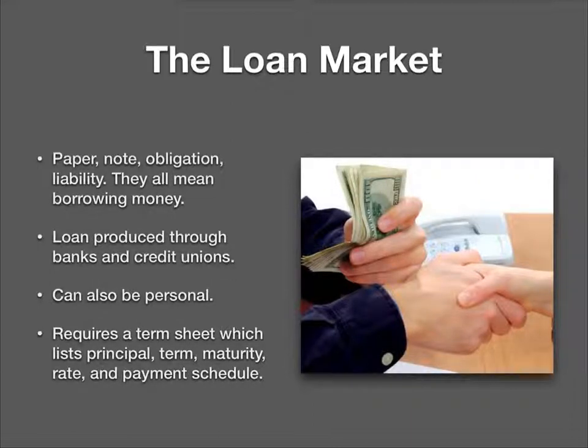I just teach it. So, loans are generally produced through banks and credit unions. They can also be personal. You can borrow money from a family member or a friend. You can have the terms of the loan written up on a term sheet. You can take that term sheet to a courthouse and place a lien on it, file it, and it would be a legal document that allows you to be compensated if there's security or anything like that against the loan.